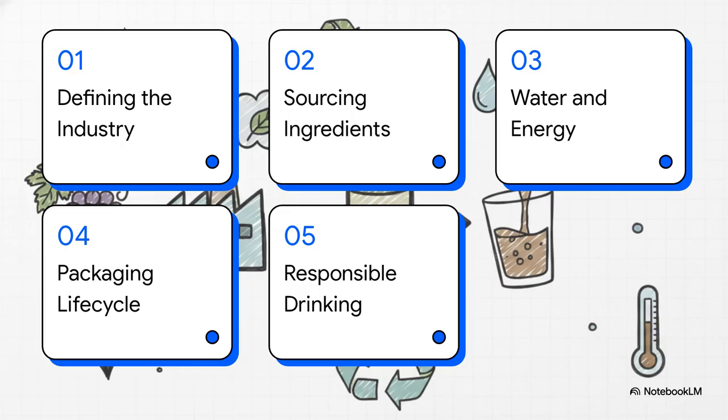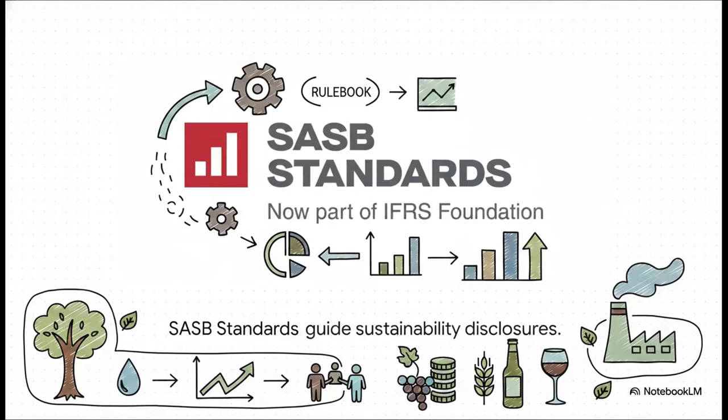To figure that out, we're going to follow a sort of life cycle roadmap. We'll start by defining the FB-AB industry, look at sourcing agricultural ingredients, managing water and energy, the packaging life cycle, and finally, marketing and responsible drinking. Basically, we're tracing the physical journey of your drink from the farm all the way to the bottle and finally to you. To do this, we'll be using the official SASB framework. That's the Sustainability Accounting Standards Board.